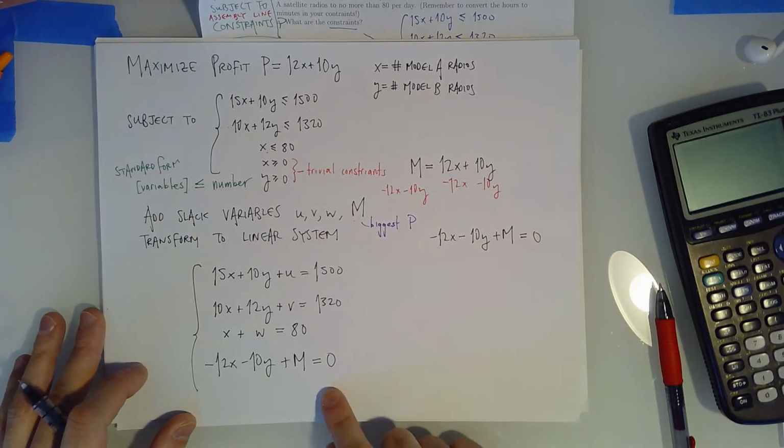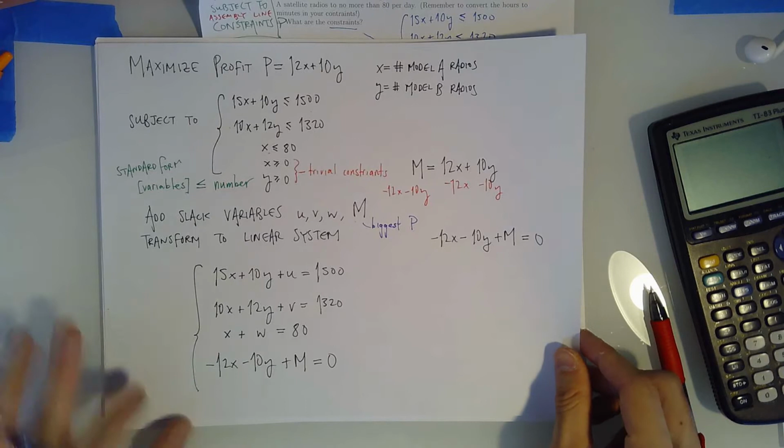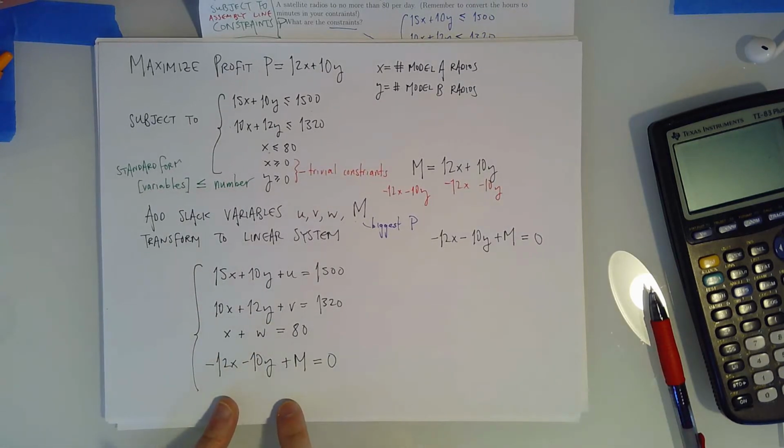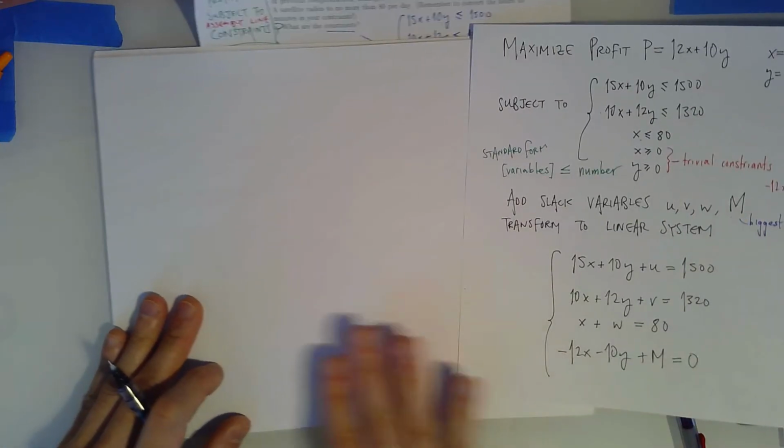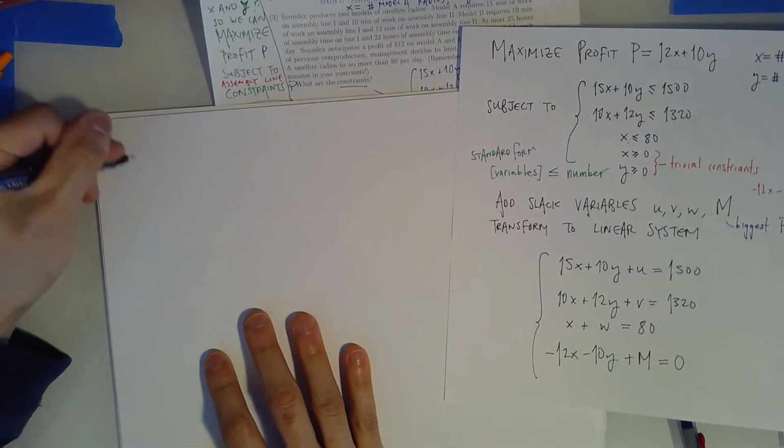So if we're good, we're going to now write down the simplex tableau, which is basically the augmented matrix associated to the system. That is given by a matrix here.